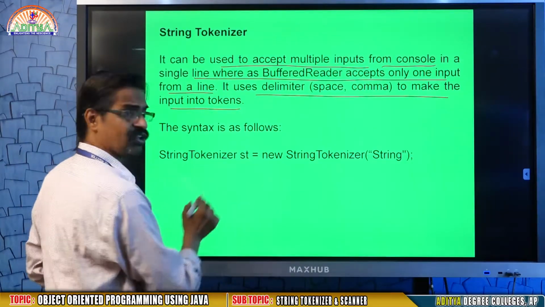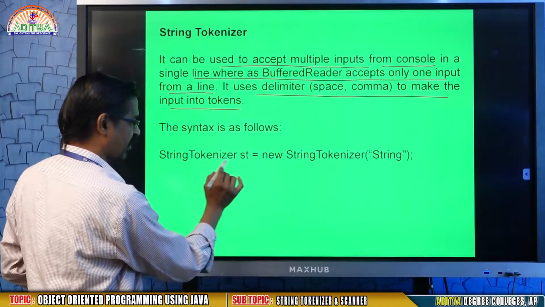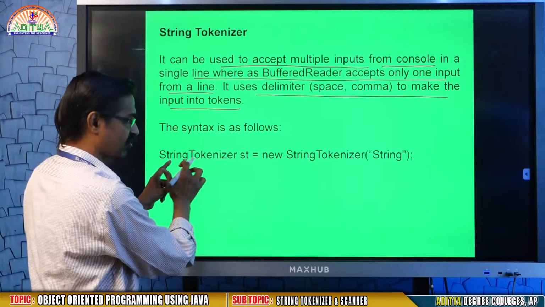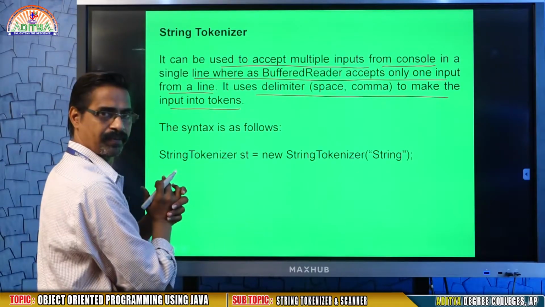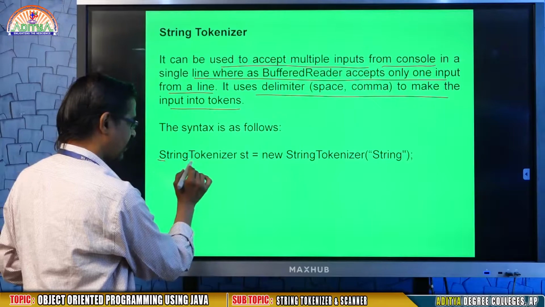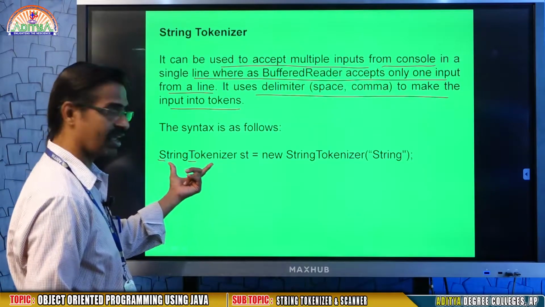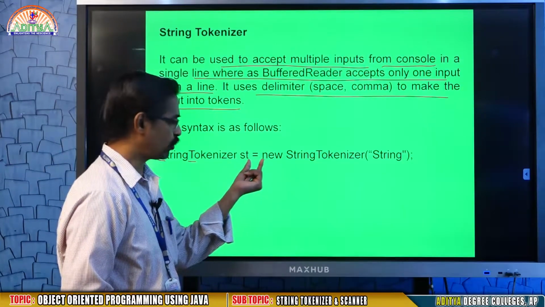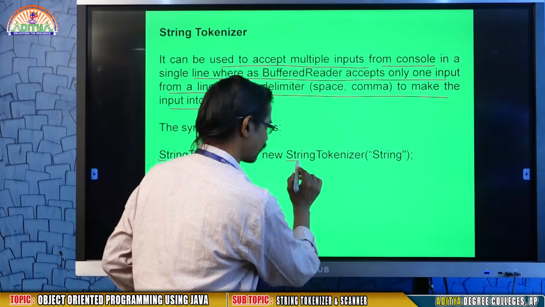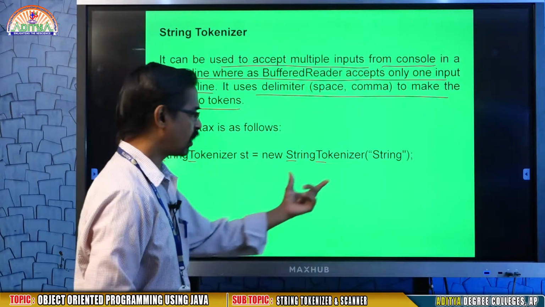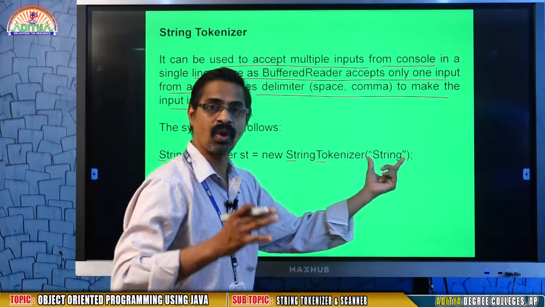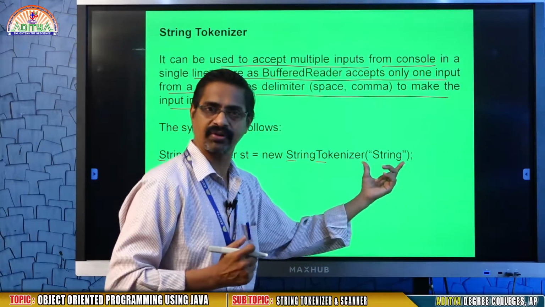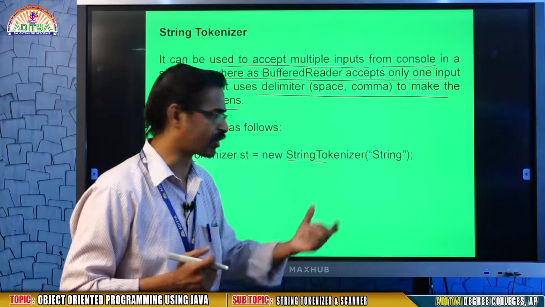The syntax will be like this: StringTokenizer is a predefined class. Don't give a space between String and Tokenizer. Here S must be capital, T must be capital. It is a single word. From this StringTokenizer, I am creating an object with new StringTokenizer, again S capital, T capital, of string. This is the string I want to cut. Maybe it is a number of words or a bulk of matter, whatever it may be.